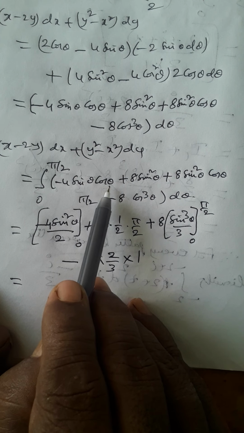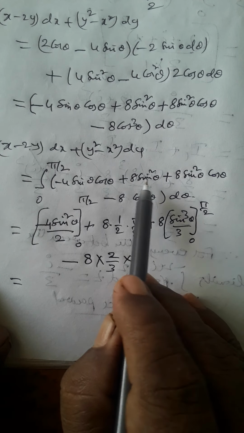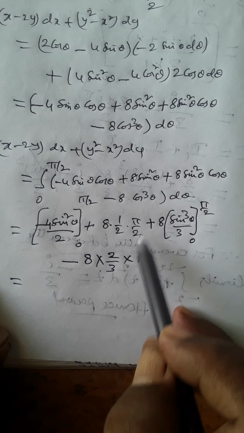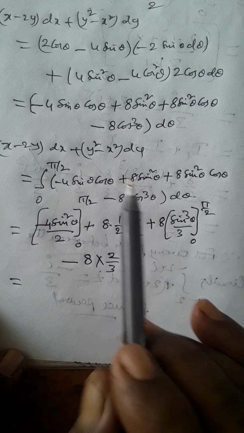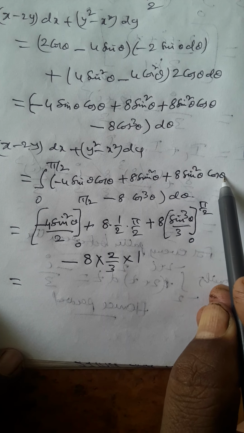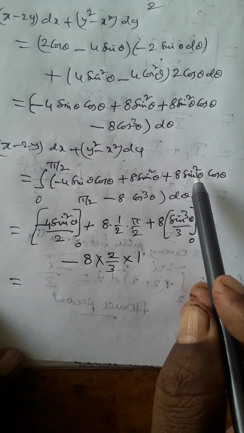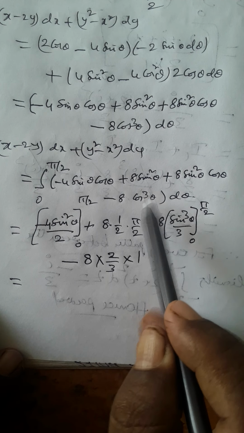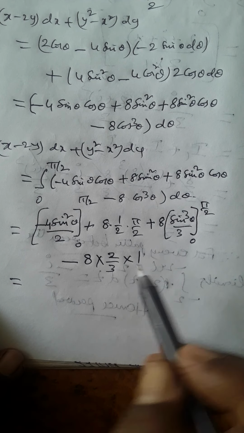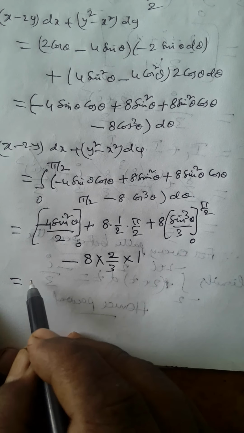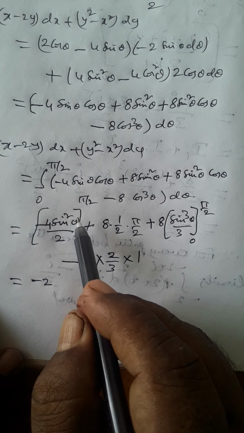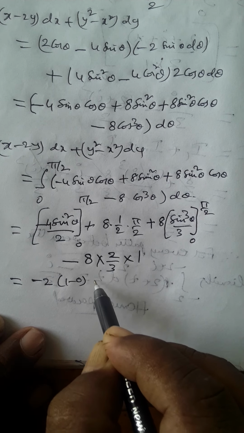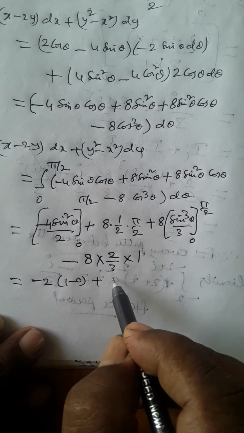Here the derivative of sin theta is cos theta, so sin square theta by 2. Use the values formula: n is 2, an even number, so (n minus 1) by n, 1 by 2 into pi by 2. You already know the values formula. Here the derivative of sin theta is cos theta, so sin cube theta, theta 0 to pi by 2. Here n is 3, an odd number, so (n minus 1) by n means 2 by 3 into 1. So we get minus 2 times sin pi by 2 is 1 minus sin 0 is 0, so 1 minus 0, plus 4, 2 pi.